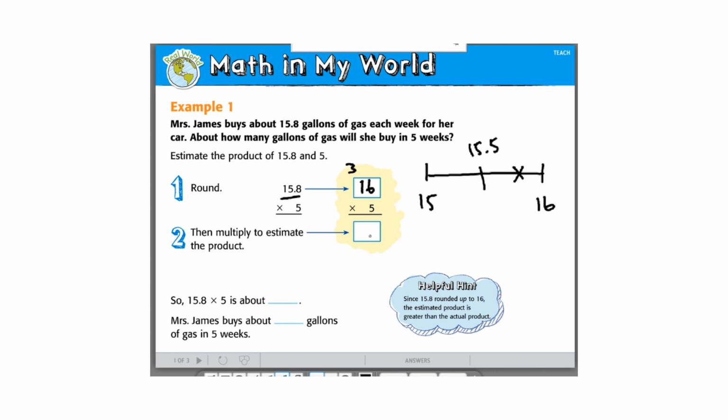That would be 80. So 16 times 5 is about 80. So she buys about 80 gallons of gas in 5 weeks. Now, because this is estimation, if you made that number 15 times 5, it wouldn't be incorrect because it's an estimate, and estimates are just a number that's close. But our estimate of 80 is going to be way closer to the actual answer than you would get if you did 15 times 5. Okay?